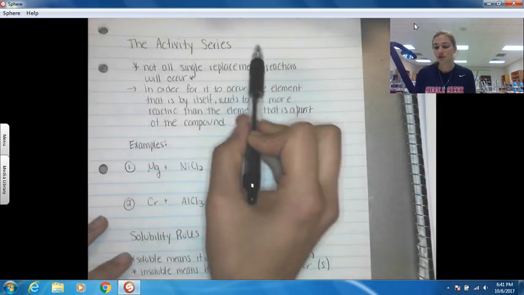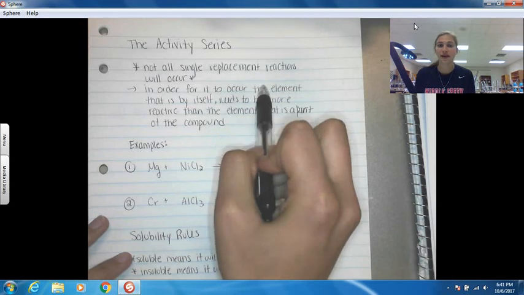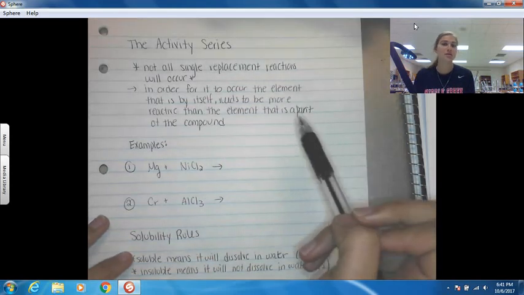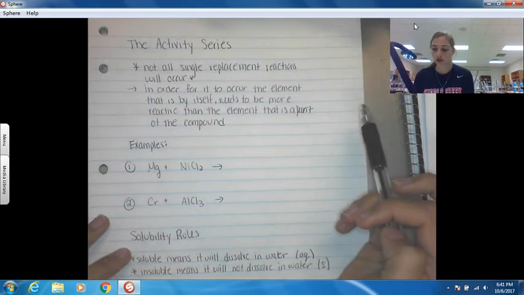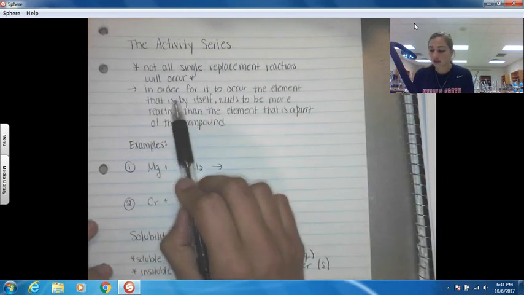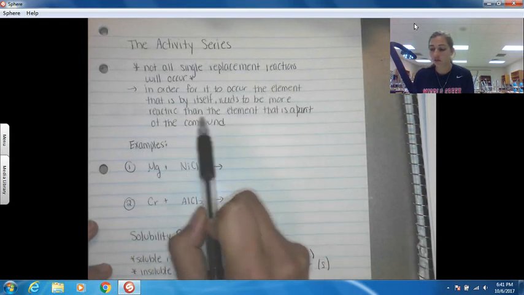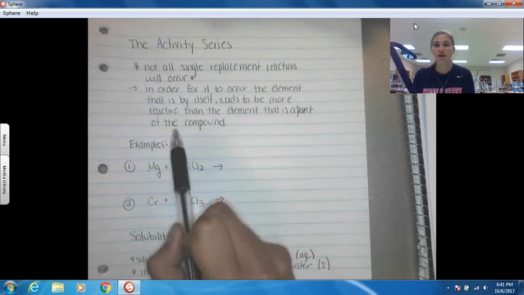Make sure that you know that the activity series is used for single replacement reactions. And like I said, it helps us determine if a reaction will occur. And in order for the reaction to occur, it says here that the element that is by itself needs to be more reactive than the element that's in the compound.